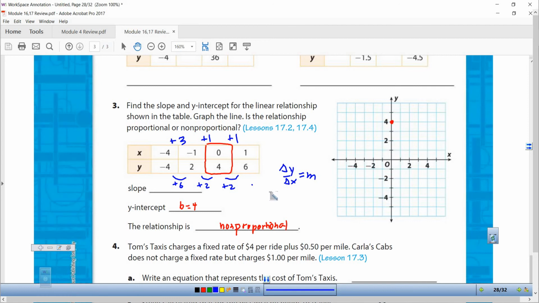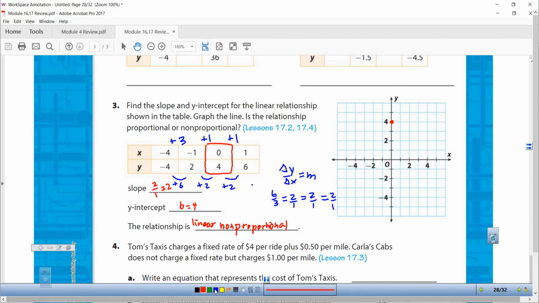So if we compare those, what do we have? We have 6 over 3, we have 2 over 1, and we have 2 over 1. All of those simplify to 2 over 1. All right, so it is not only non-proportional, but it is also linear, and that constant rate of change is 2 over 1 or 2.